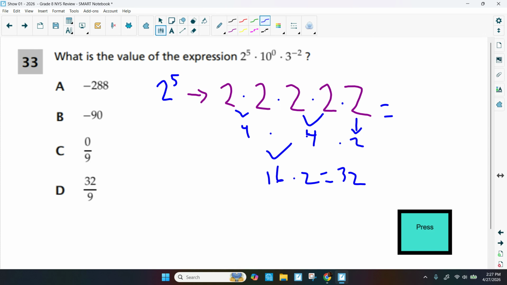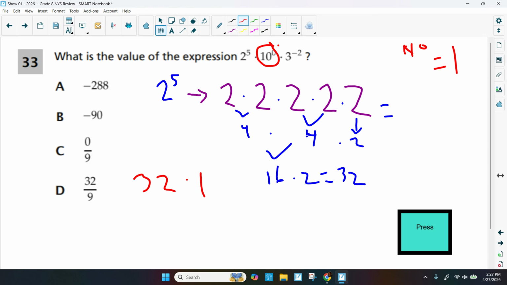So far I got 32, and I see I have a 0 exponent on the 10. Anything to the 0 exponent equals 1. So far I got 32 times 1.